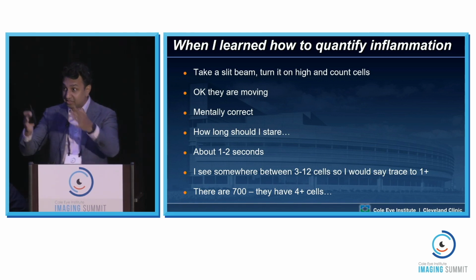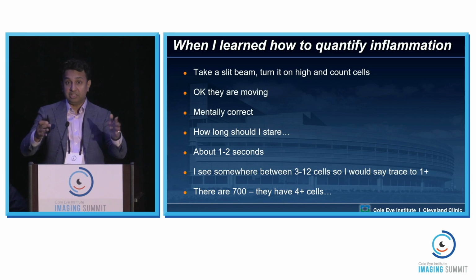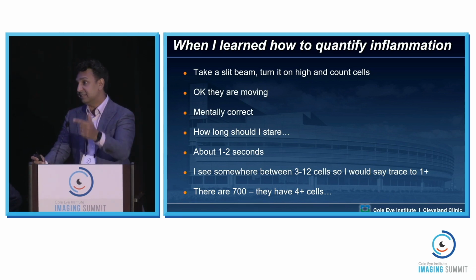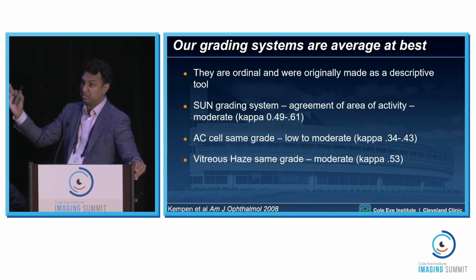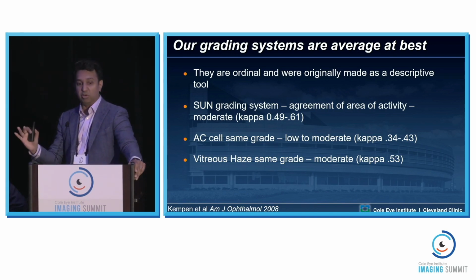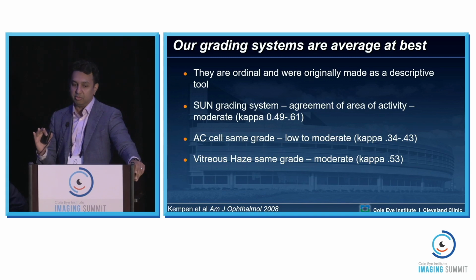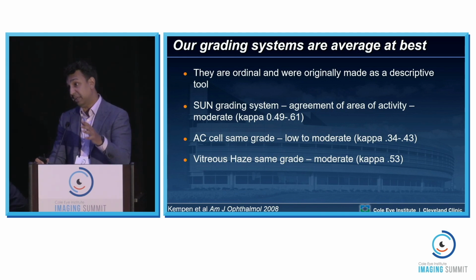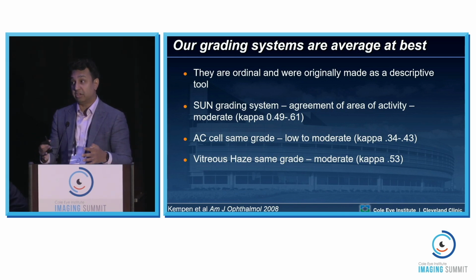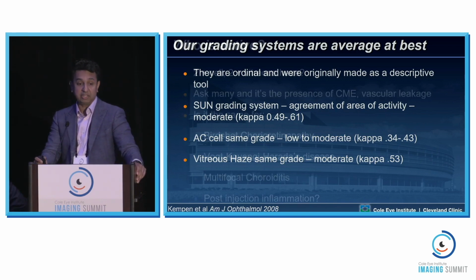This is a thing that's passed on from each person, and we don't think about the machine that we're using, the light setting, or the grading system that we use. Our grading systems suck. Aaron's put it up really, really well. They're all ordinal. They were originally made as a descriptive tool, but they've turned into a quantitative tool for us to assess every patient. The level of agreement in the kappa scores is moderate at best. If you ask 2 uveitis specialists to see the same patient and you hope to get the same grade, good luck, because it's probably not going to happen.